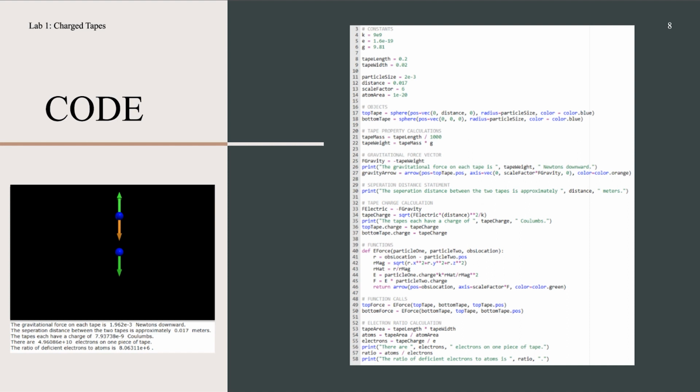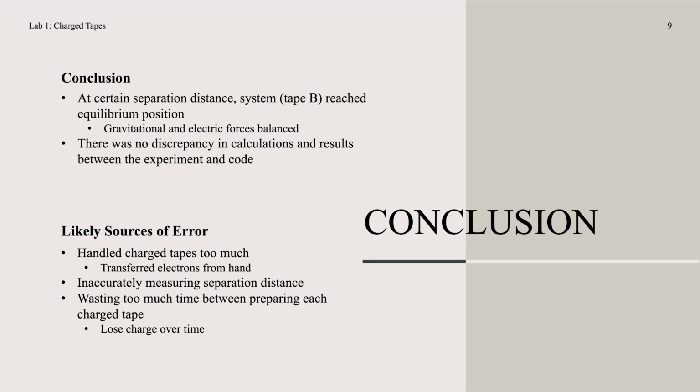I wanted to emphasize the presence of an equal and opposite force on tape A due to Newton's law of reciprocity. After performing the experiment and modeling the scenario with GlowScript, we can conclude that tape B reaches an equilibrium position at a certain separation distance because the gravitational and electric forces balance. Additionally, there was no discrepancy between the calculations from the physical experiment and those in the GlowScript code.